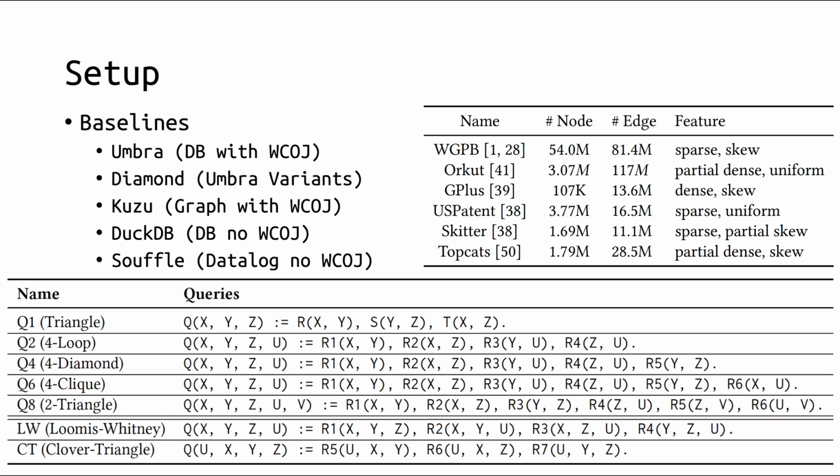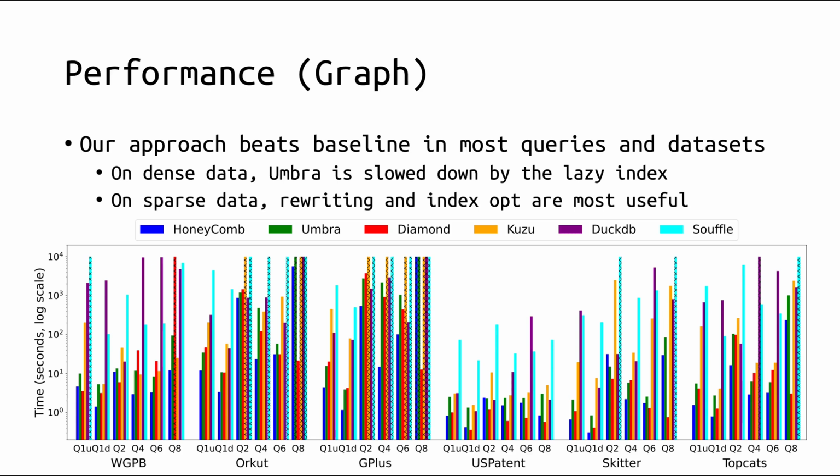Our datasets include both sparse and dense workloads. In the paper, we also report results on sparse tensor kernels over synthetic data, that is the Loomis-Whitney and Clover triangle queries. In general cases, we outperform the baselines on most datasets and queries.